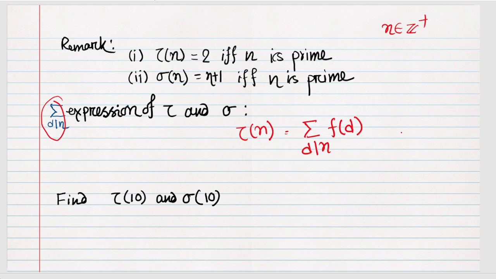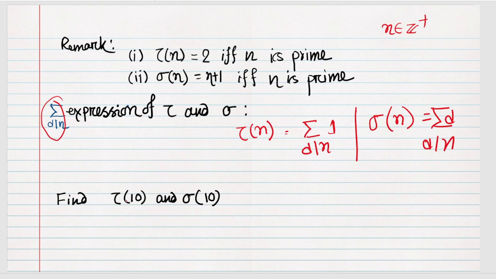will be the summation over d dividing n of 1, and similarly sigma of n equals the summation over d dividing n of d, where the summation sign indicates that we have to add together as many ones as there are positive divisors of n.